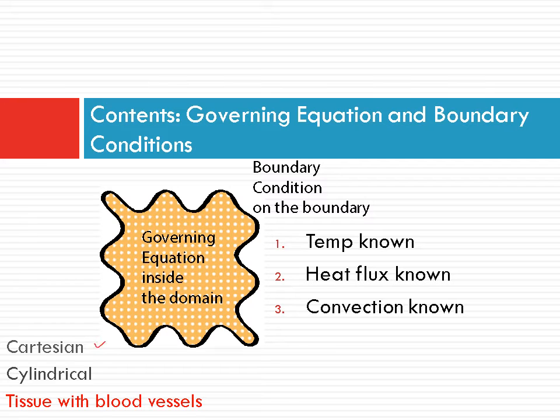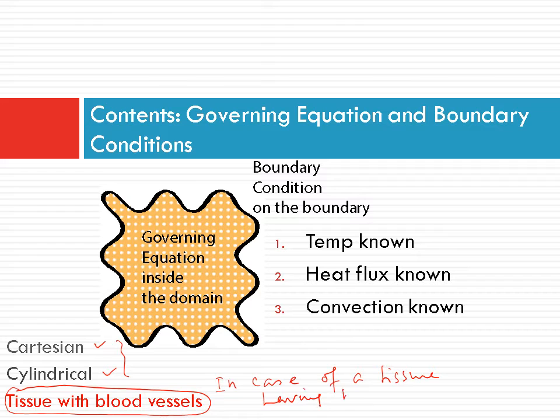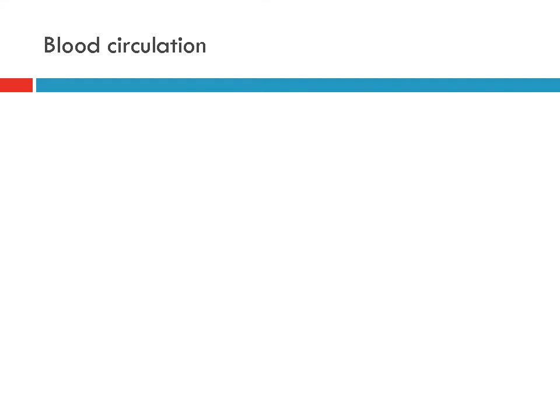Okay, we have done Cartesian and we have done cylindrical. We want to do one more, which is really a special adaptation of these in case of a tissue having blood vessels. Okay, so it's a special adaptation. It's not a separate equation, so to say. Okay, for this special adaptation, let's look at blood flow, blood circulation in the body for a second for heat transfer purposes.